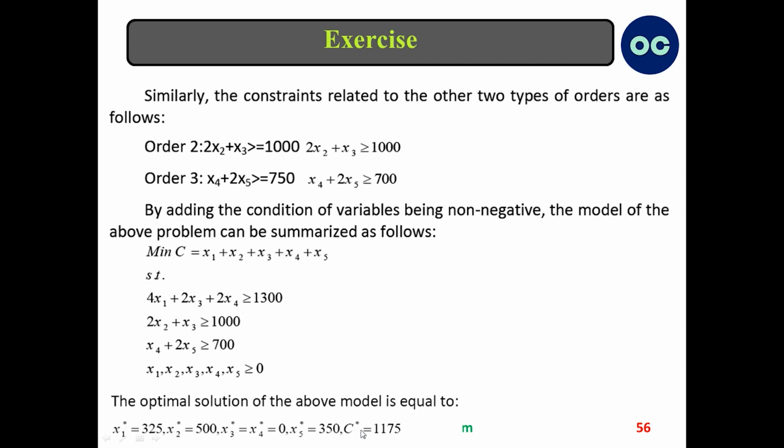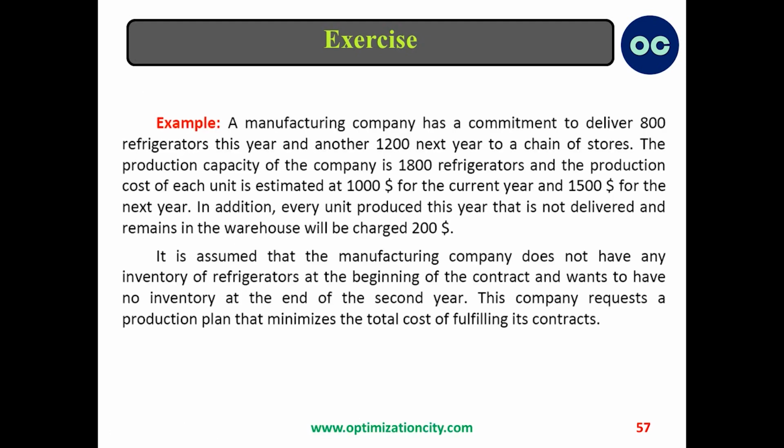We have C star as the optimal value of the objective function. We can solve this problem with duality theory that we will discuss in the third course of the operations research series in the future. Another example, let's consider the example of dynamic programming.